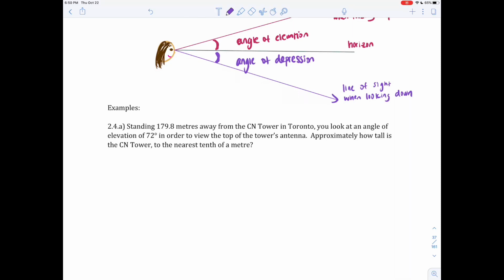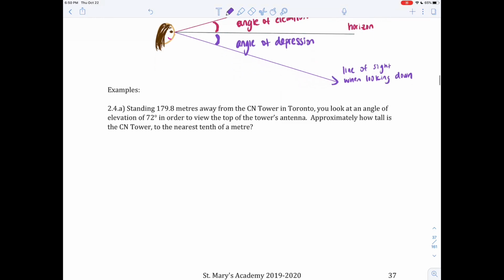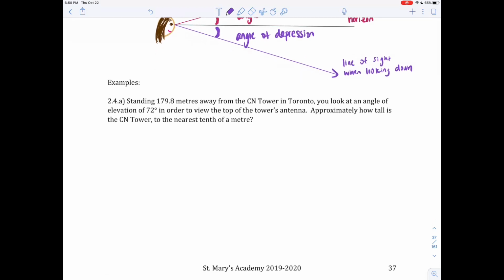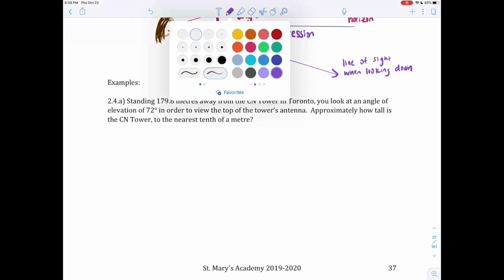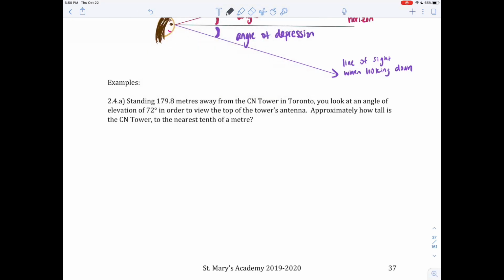So, here we go. You are standing 179.8 meters away from the CN Tower in Toronto, and you look up at an angle of elevation of 72 degrees in order to view the top of the tower's antenna. How tall is the CN Tower to the nearest tenth of a meter? So as suggested above, we're going to kick this off with a drawing of the CN Tower.